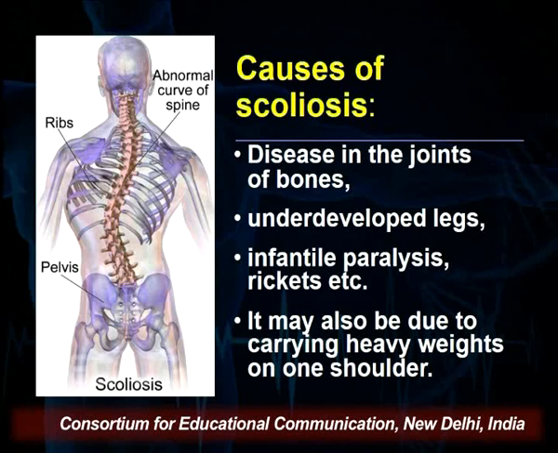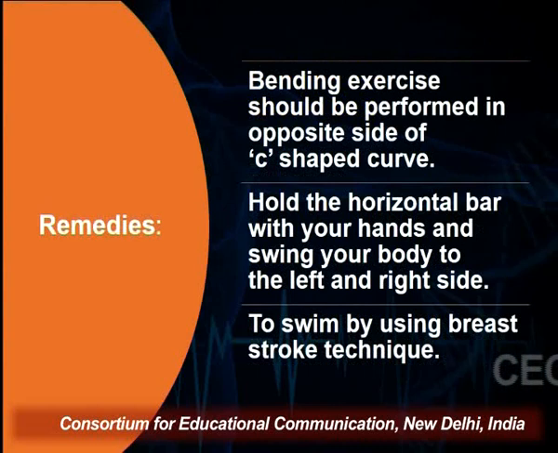So these are the causes of scoliosis: disease in the joint of bones, underdeveloped legs, infantile paralysis, rickets, etc. It may also be due to carrying heavy weights on one shoulder. Now let's see the remedies.